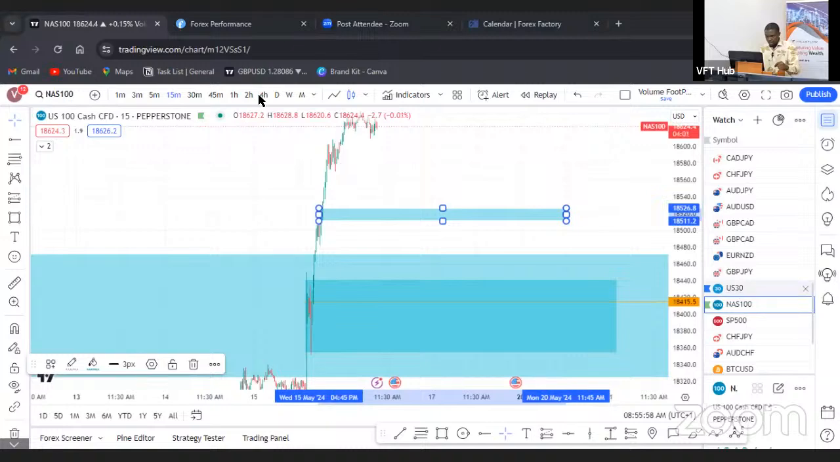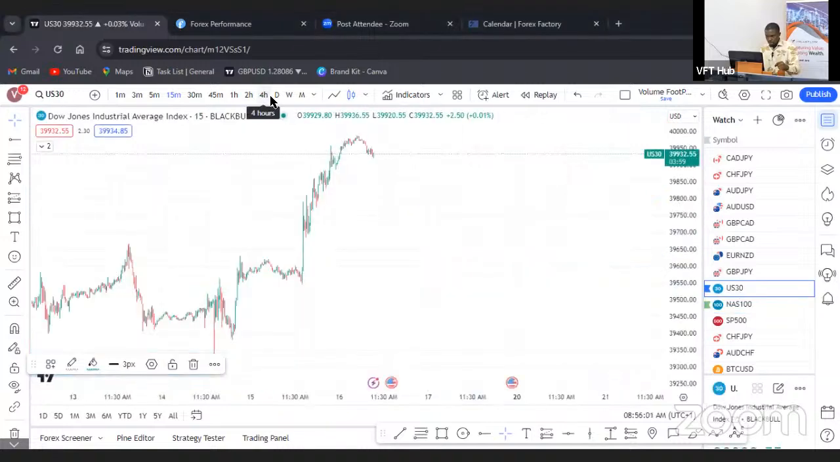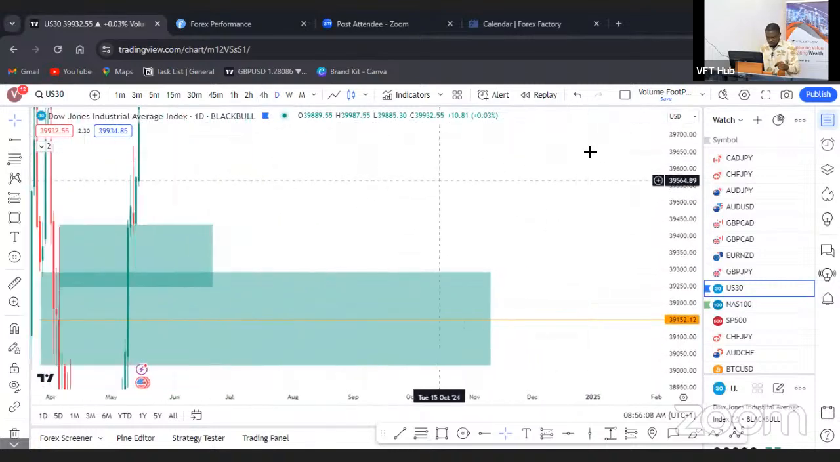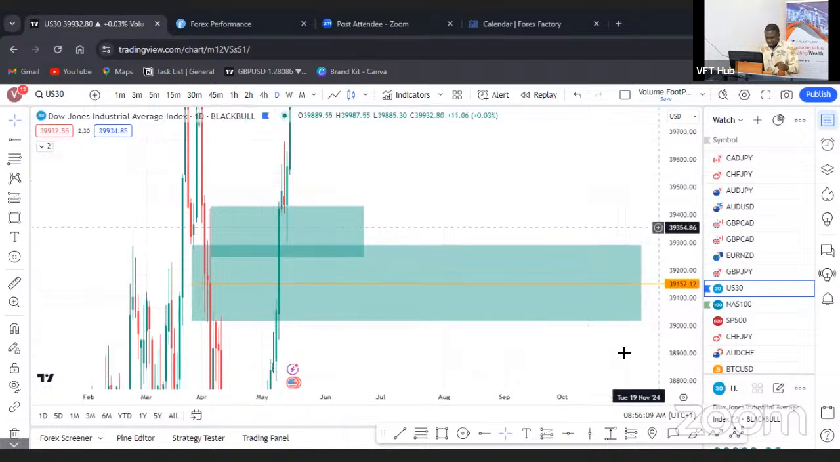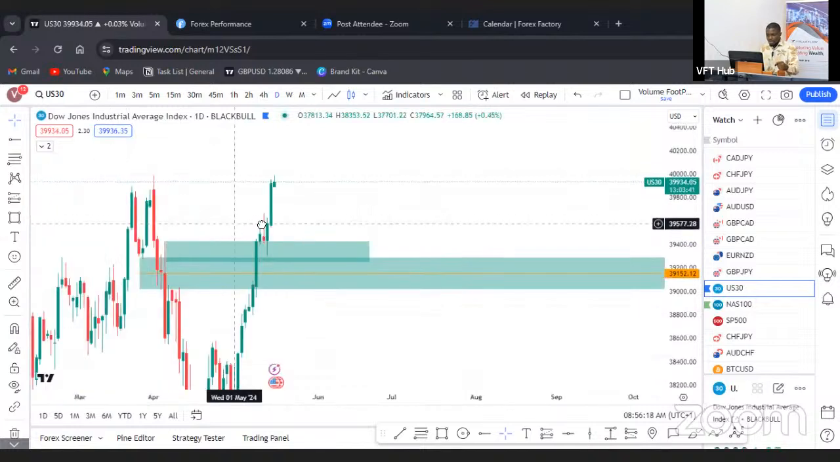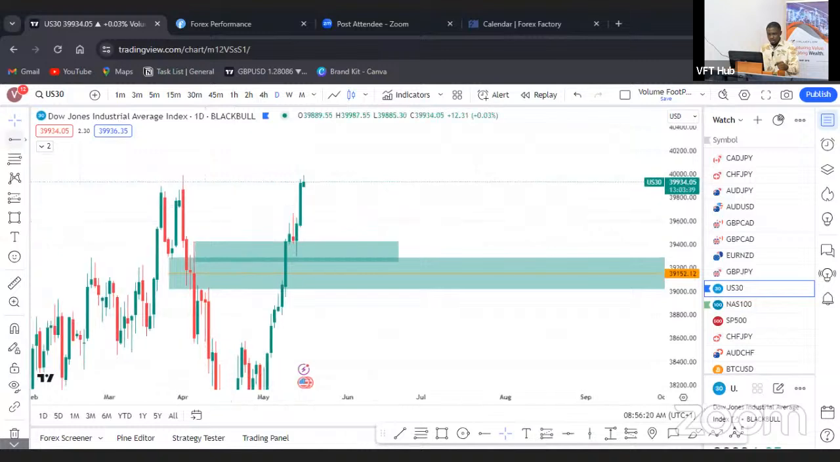On US 30, nothing much. The setup we had last on Thursday was also violated. We just saw price react a little bit from this entire fair value gap region and then violate it. And ultimately, this guy is going to be cleared today.